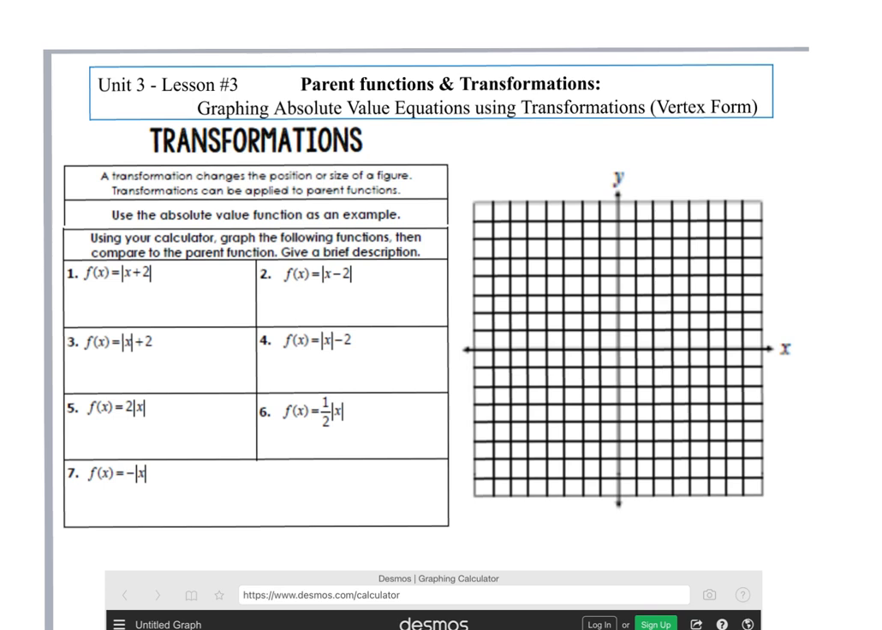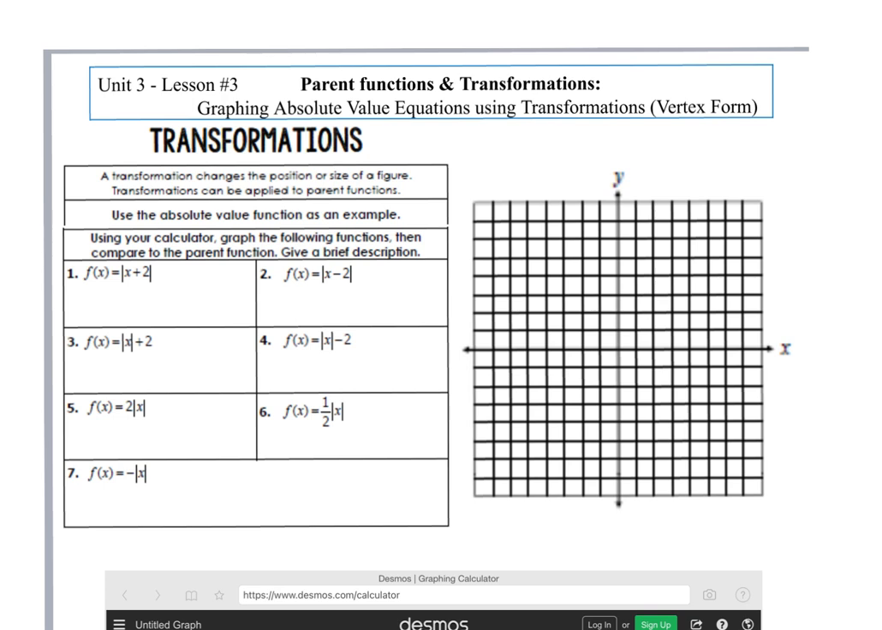But I love the transformation rules, or vertex form, because it's kind of like a shortcut. It's a quick way to graph your function without having to make a table of values. So sometimes we like things that help us cut down on the amount of work we need to do.